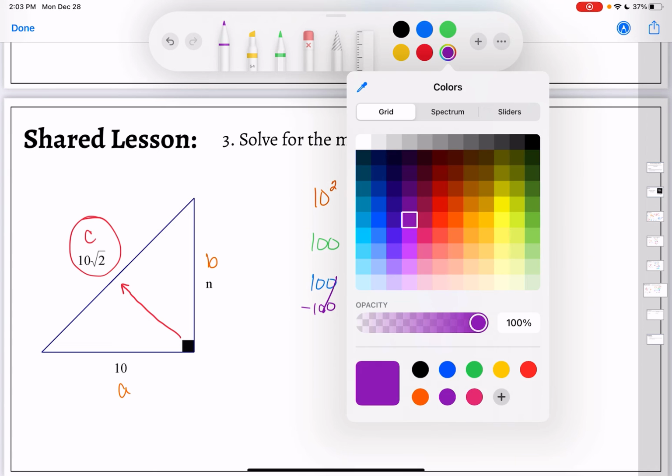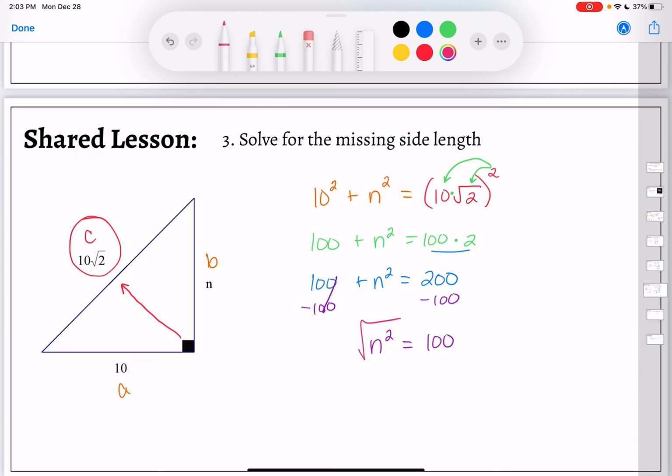I'm going to square root both sides to get rid of the squared. Squared and square root cancel, so I get n equals the square root of 100, which is 10. So if one of your sides has a radical in it already, remember you're going to distribute that exponent and square both parts there.